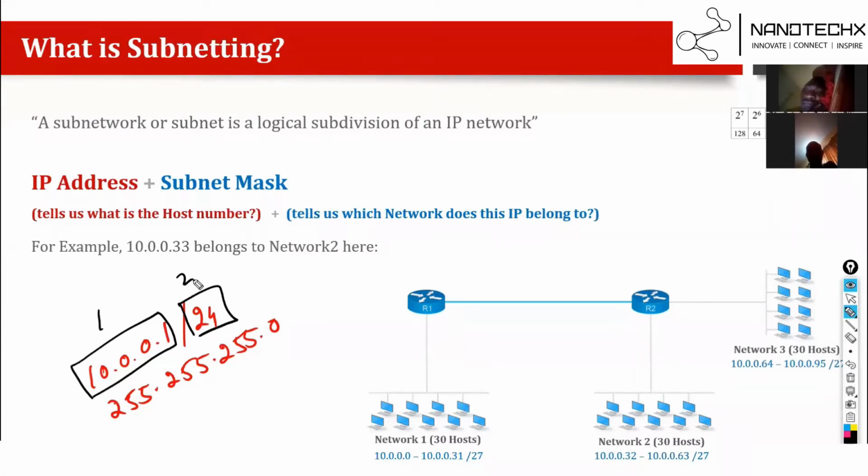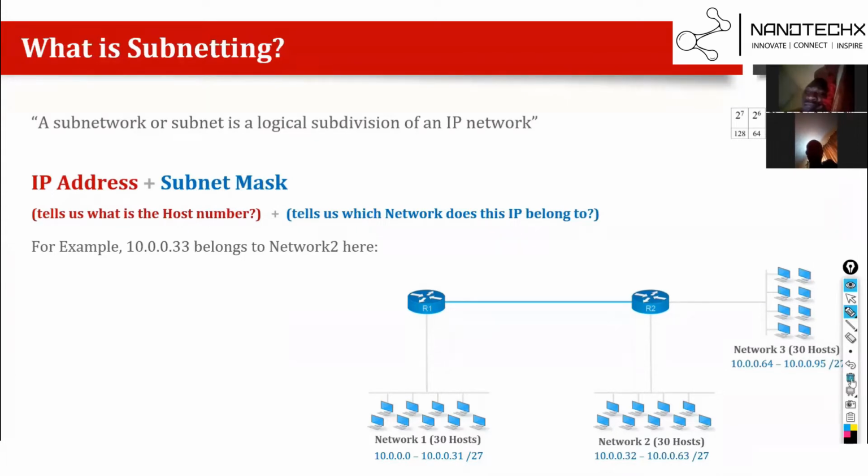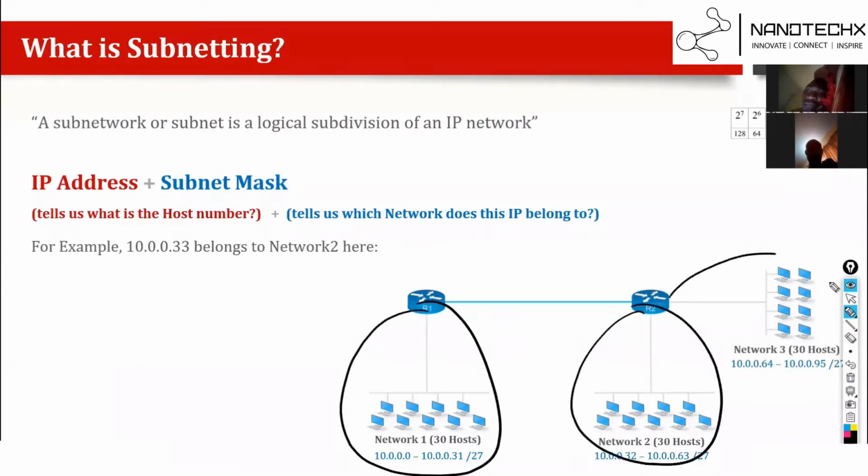For example, let's say we have these 3 networks. We have network number 1, network number 2, network number 3. So there are 3 networks, and then there is a 4th network as well, but we don't care. This is a point-to-point link.